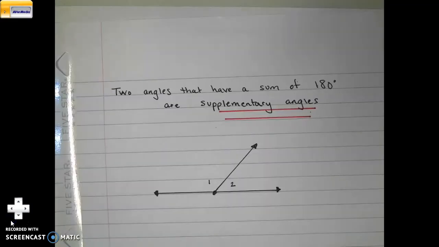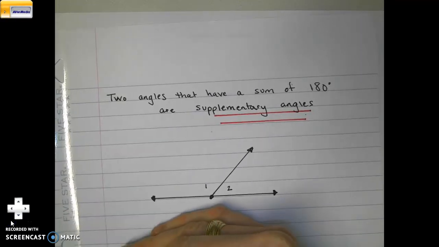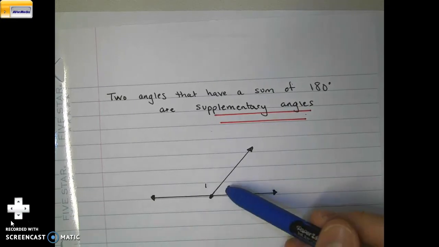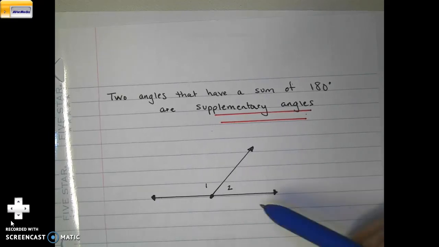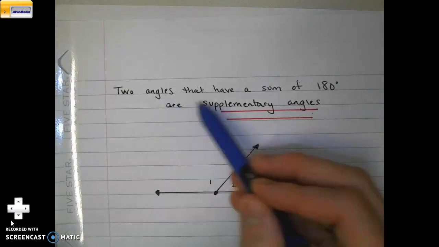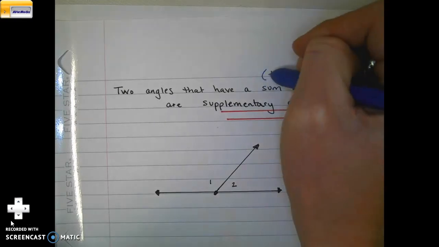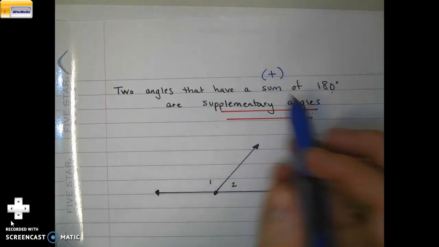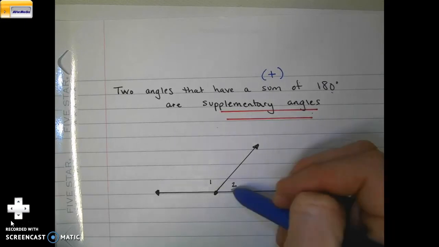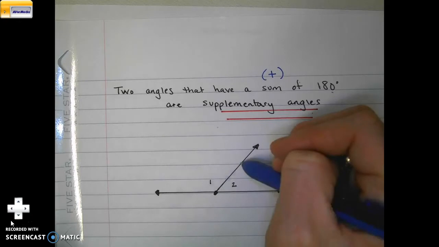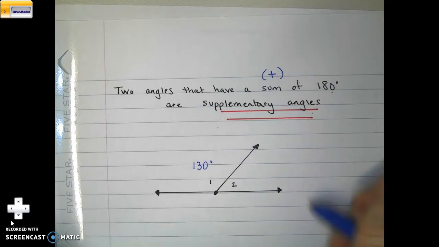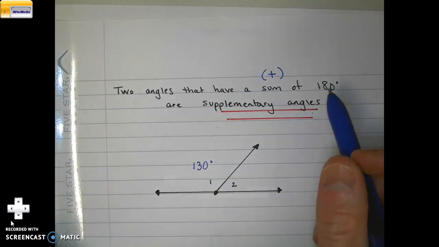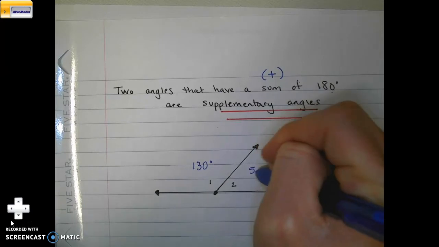Now this kind of relates back to the vertical angles. I had covered my hand up and turned the page, and I had told you before that angle 1 and angle 2 added together would equal 180. If you need to, pause and rewind the video. Well, two angles that have a sum, which means to add, of 180 degrees are supplementary angles. Now let's pretend this angle, which is obtuse, measures 130 degrees. Now let's say angle 2, which is an acute angle, measures 50 degrees.